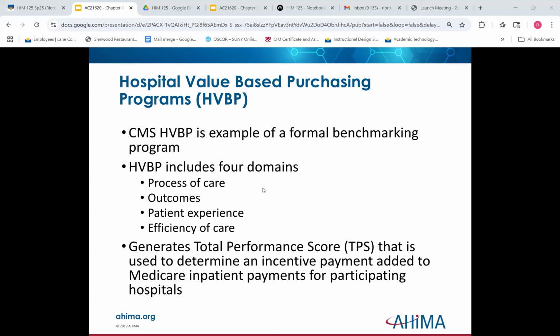An example of this is the Hospital Value-Based Purchasing Program, and this is from CMS, and it's an example of formal benchmarking. And it includes 4 domains, or areas, if you will. These include process of care, patient outcomes, patient experience, and efficiency of care. And this generates a TPS, or total performance score, that's used to determine if an incentive payment is added to the Medicare inpatient payments for participating hospitals.